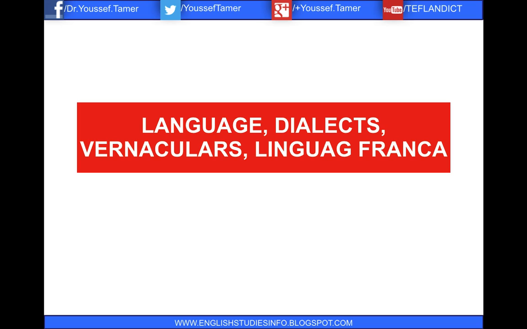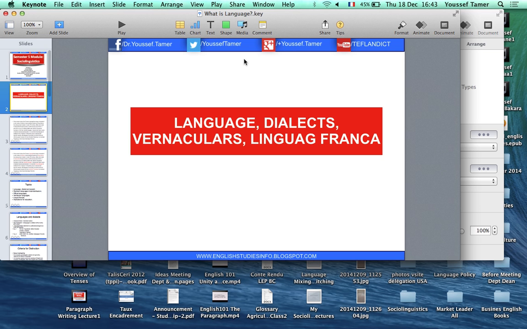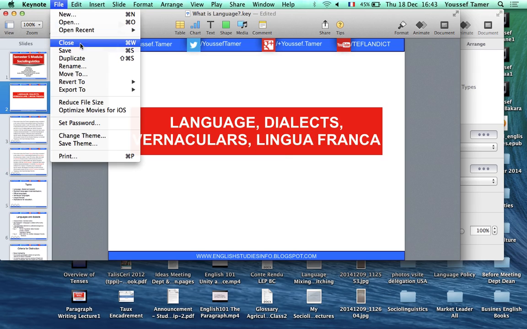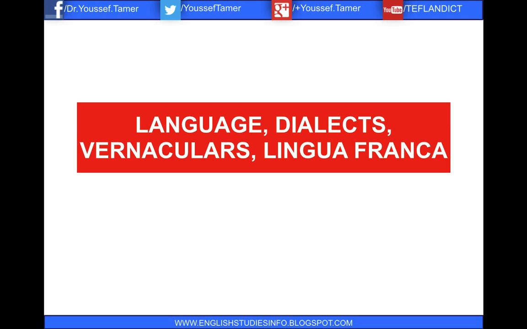We will talk about language, dialect, the vernaculars, lingua franca, and we will try to see the differences between all these, the criteria on which we can rely so as to characterize each concept. Language, dialects, vernaculars, lingua franca.